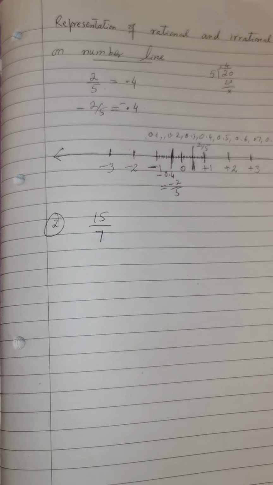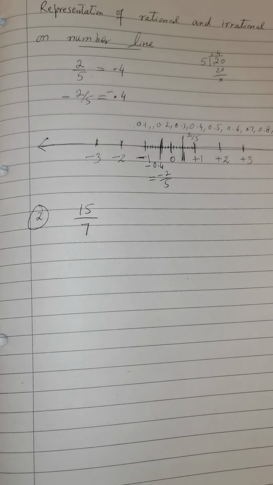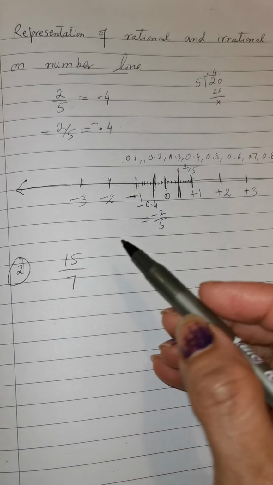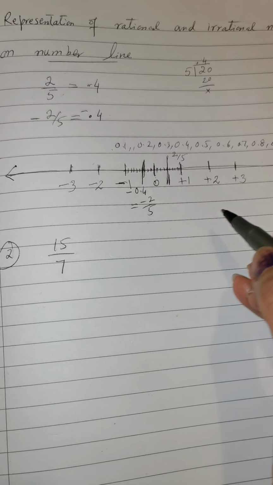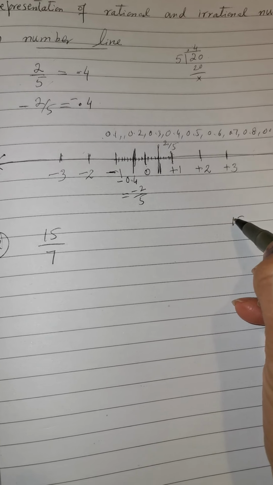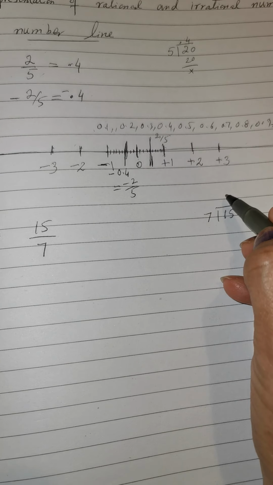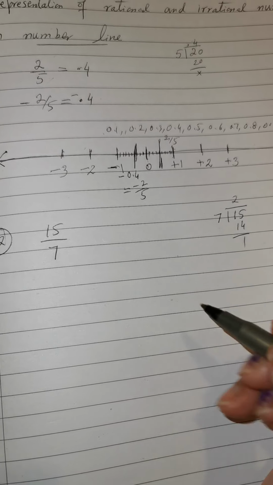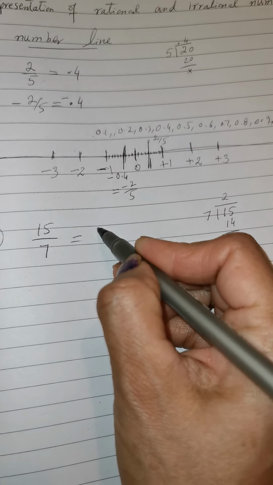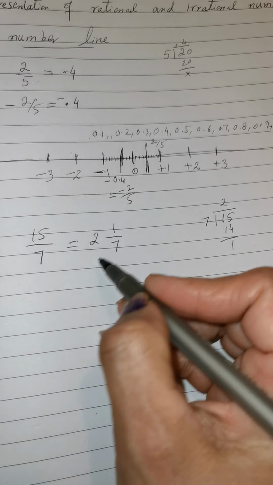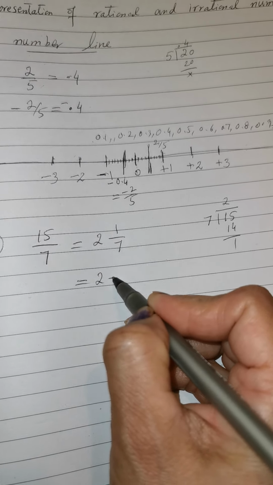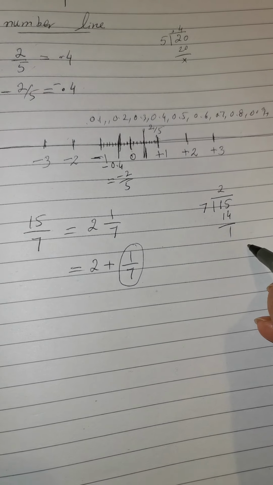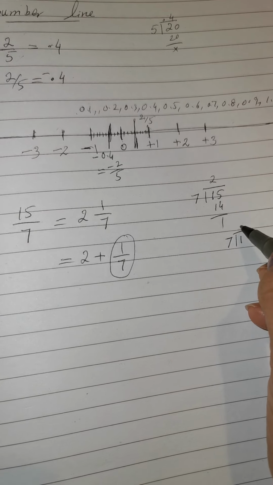This is a simple way to draw rational numbers on a number line. But if we have a number like that, 15 by 7, so first of all I will divide 15 by 7. I will get this answer 2. So you can write it 2 whole 1 by 7, or the other way is 2 plus 1 by 7, and you will get the answer of 1 by 7. 1 divided by 7.